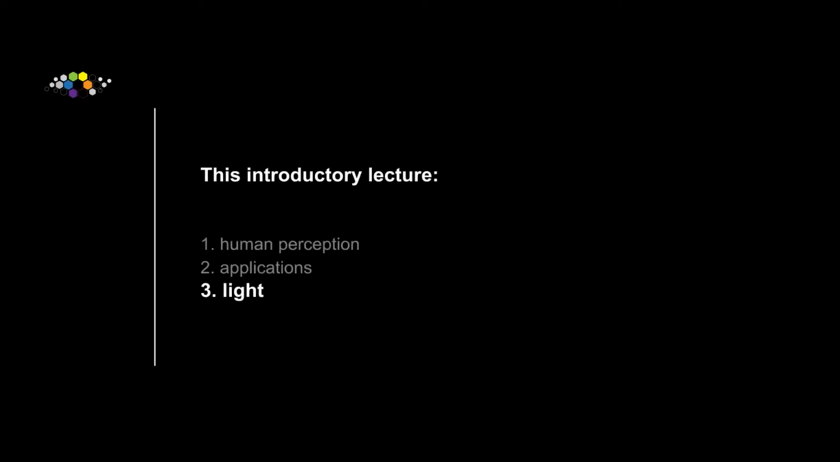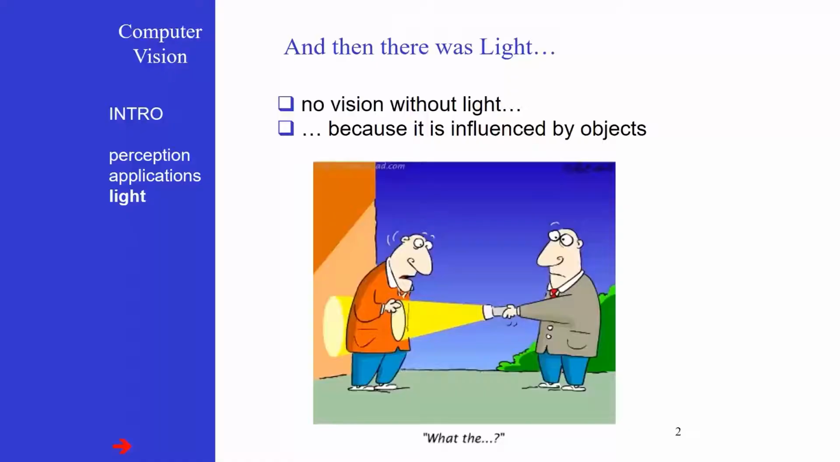In the third and last part of the lecture, we will talk about light. In fact, without light, there would be no vision. So, it is the interaction of material, of objects with light that makes vision happen.